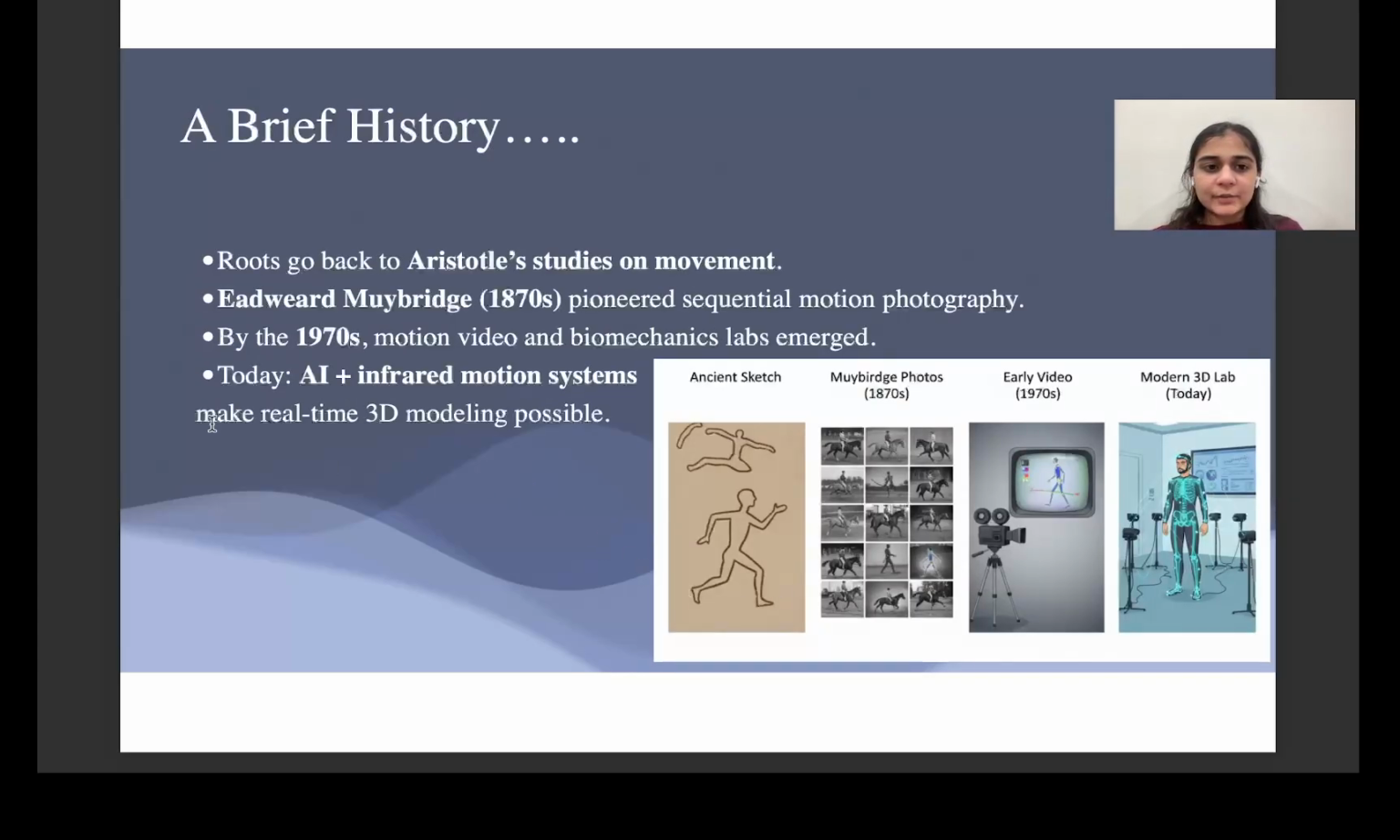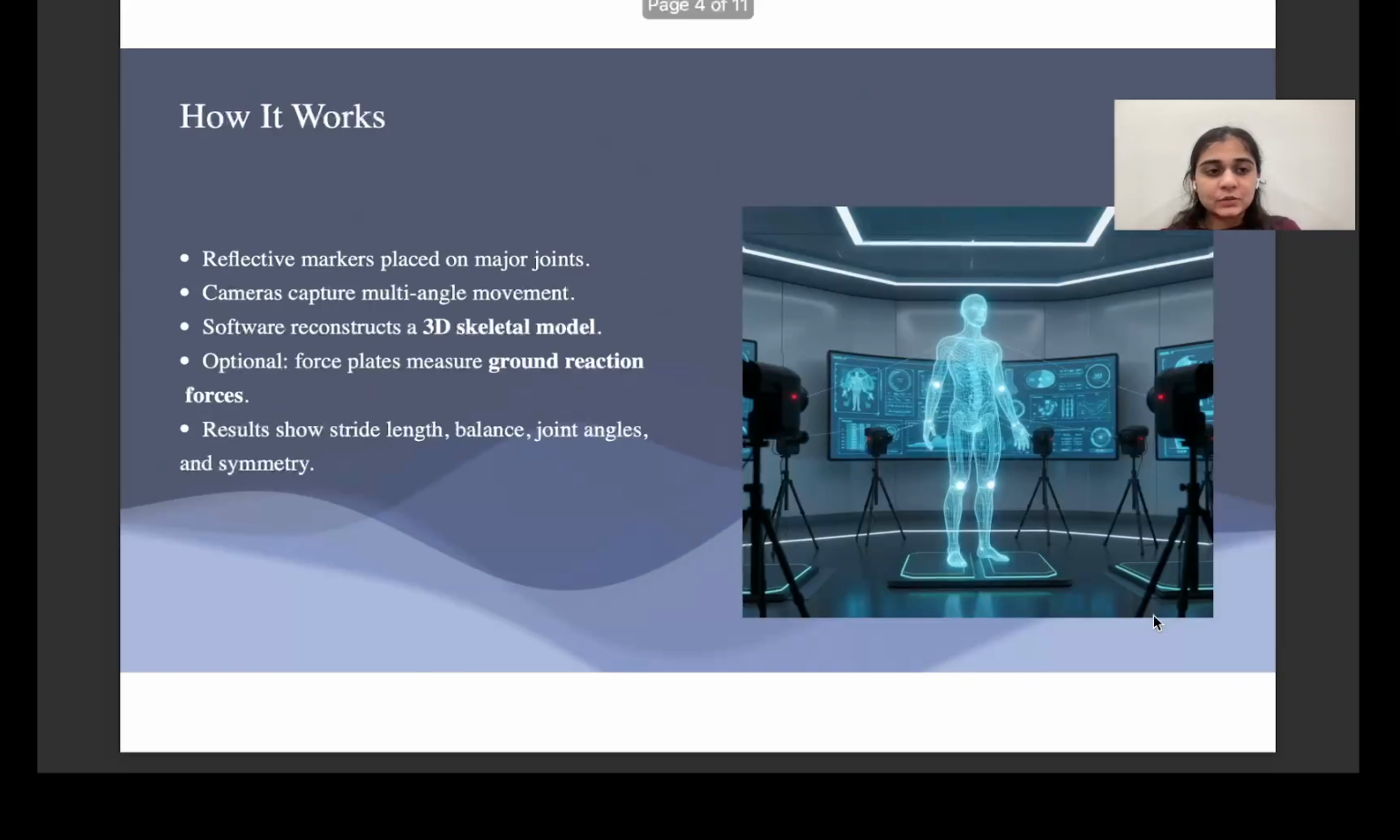So when we talk about this, the roots go back to Aristotle. This concept was way back, like you can see here, human walking was analyzed there also. But they just drew images and saw how they moved. But 3D analysis, as we know, began in 1980 when infrared camera systems were introduced. And since then, it has evolved into portable systems now and AI-based tools, which can analyze even outside the lab. So let's go next.